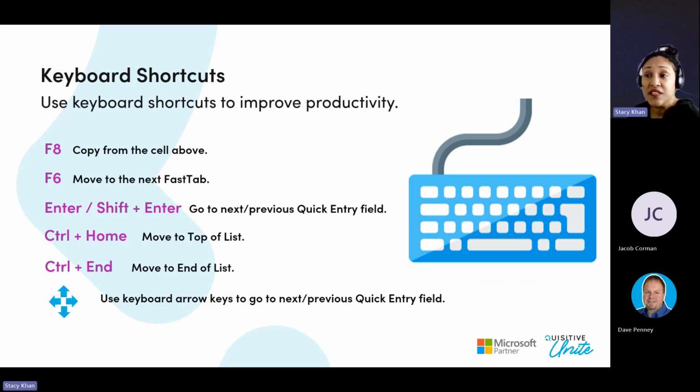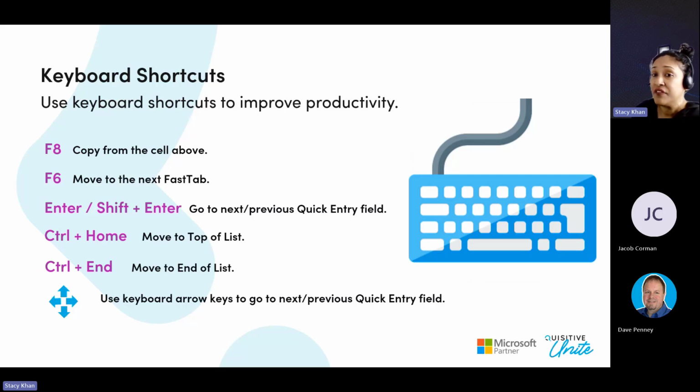So in addition to search features or filters, I should say, there are also keyboard shortcuts that can be used in Business Central to improve productivity. Some of these shortcuts include the F8 key, which allows you to copy from the cell above. The F6 key allows you to quickly move from one fast tab to another. Enter enables you to move to the next quick entry field.